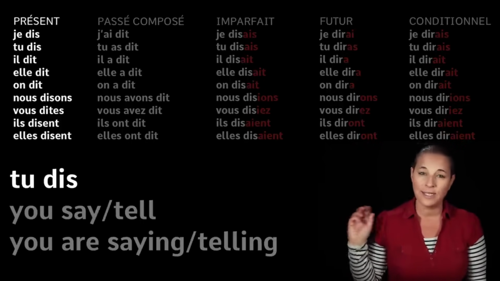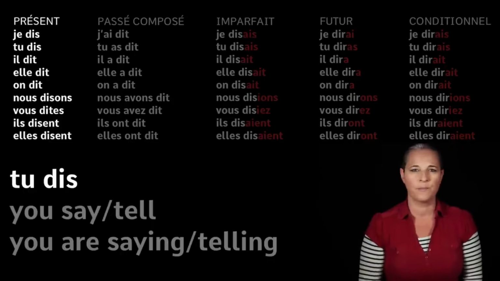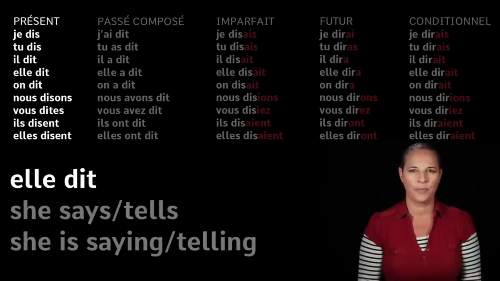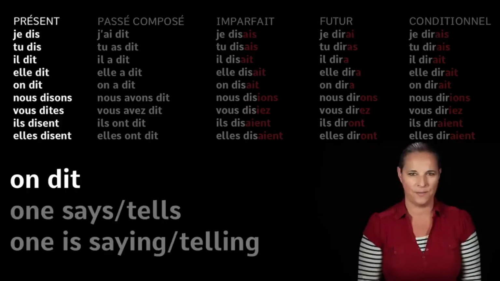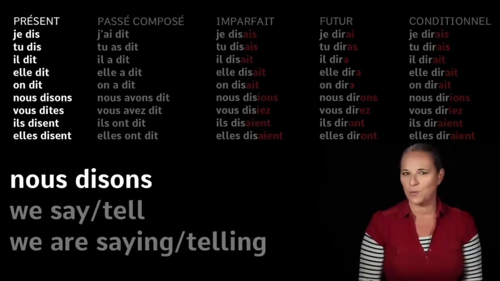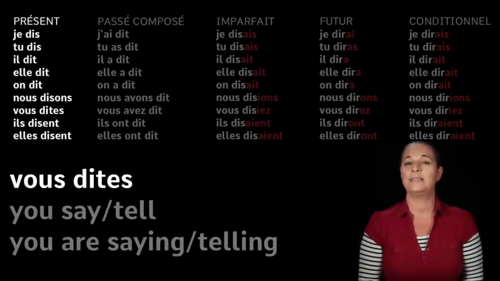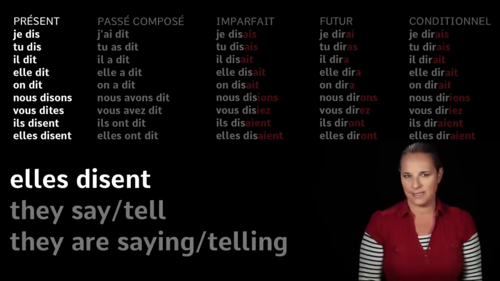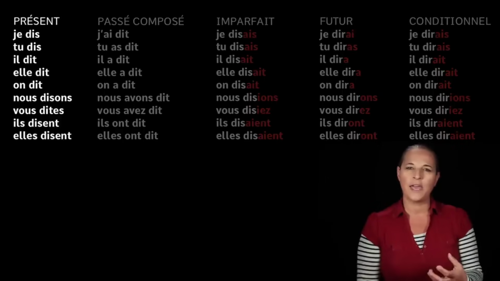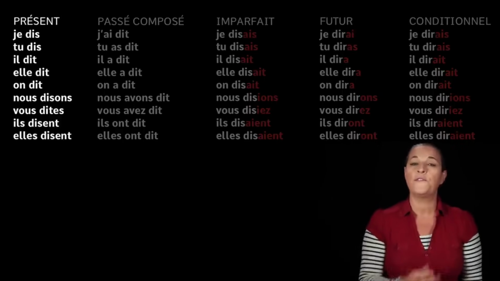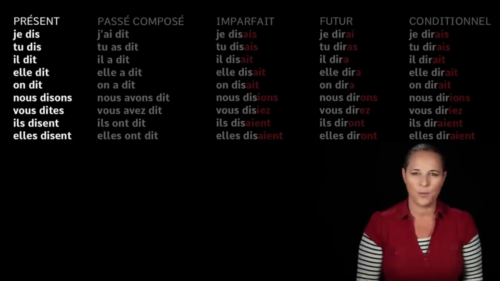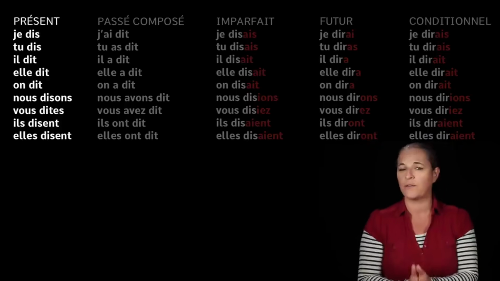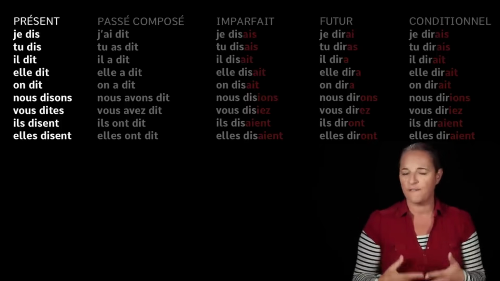Tu dis. Have a look at the endings, really important for third group verbs. Il dit. Elle dit. On dit. Nous disons. Vous dites. Ils disent. Elles disent. Now, dire, just like faire, is one of those very rare verbs where the vous form does not end with ez. Here it ends with tes. So be very careful with the verb dire and the verb faire.